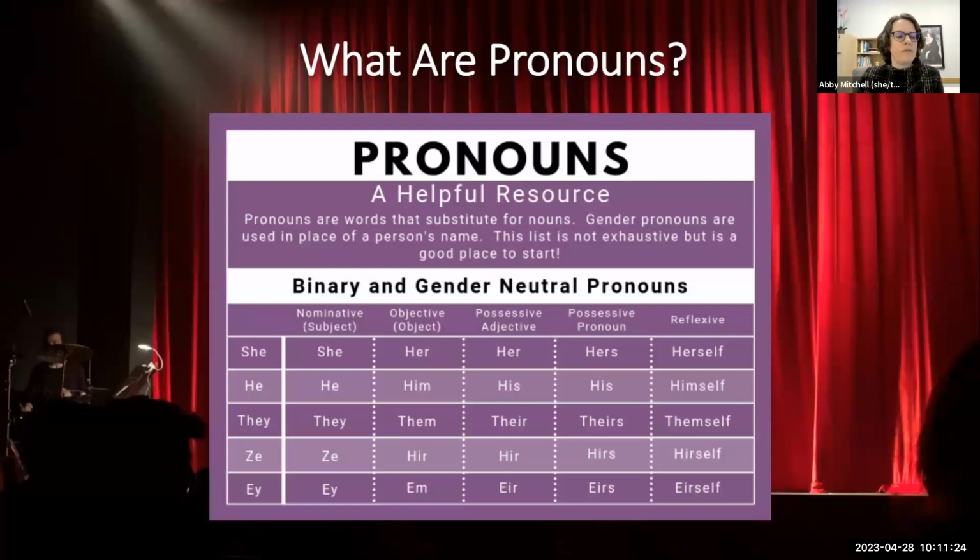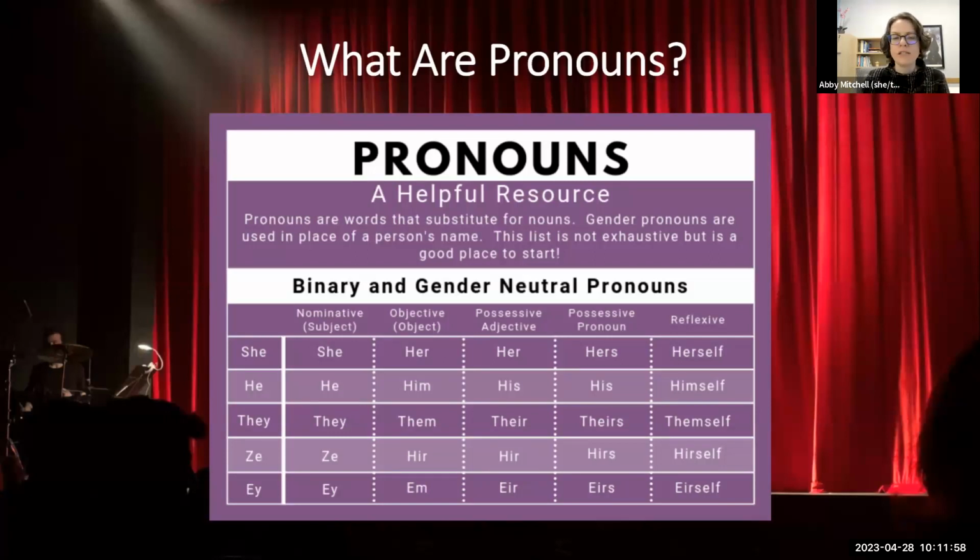Also, another big focus here is using appropriate pronouns. Basically, pronouns are words that substitute for nouns. We use them all the time without thinking about it. And there is a growing number of different pronouns that you can use to refer to different people. It used to be just she and he, but now we're seeing a really big increase.